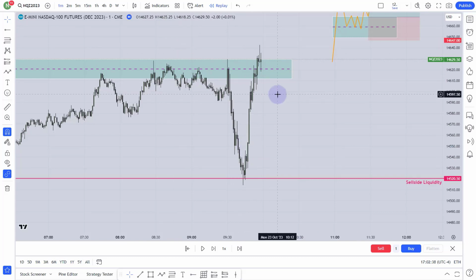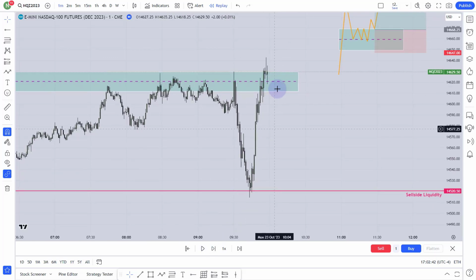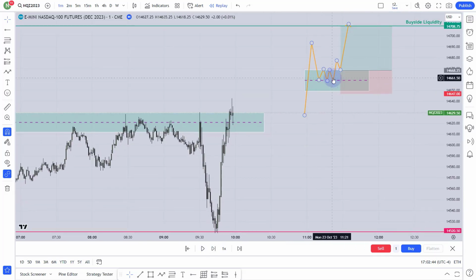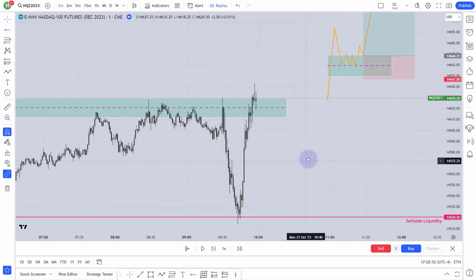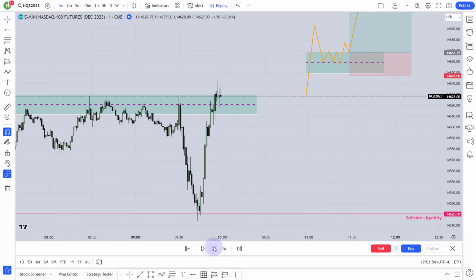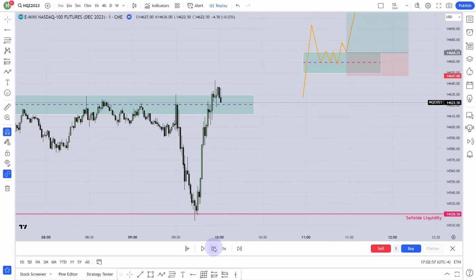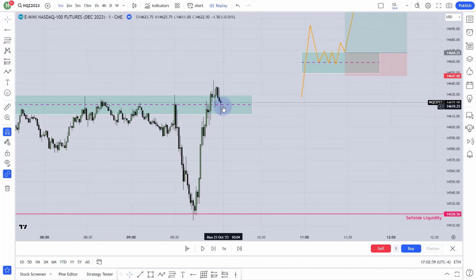When it has actually come to the consequent encroachment and rejected, I want to see something like this. It has to leave this fair value gap area, then come back again to the top of the fair value gap, and I will take my entry over there. Let's see. It was consolidating over there. It came back again to the consequent encroachment, but look at the bodies. It has closed above the consequent encroachment. Still, this is valid. I don't care about the wick.